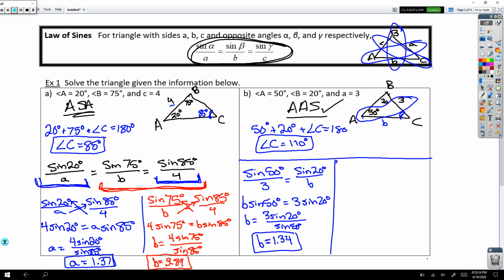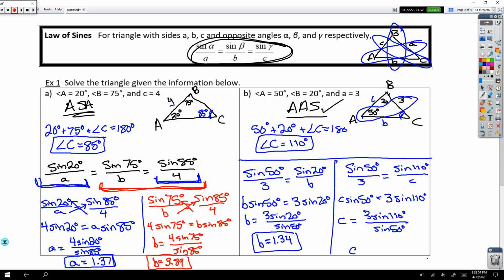Alright, now finding side C. So again, I'm going to use sine of 50 over 3 equals sine of 110 over C. Cross multiply. And divide. So C equals 3 sine of 110 divided by sine of 50. Punching all that into your calculator, you should get C equaling 3.68. Alright, so that is case 1 using the law of sines.